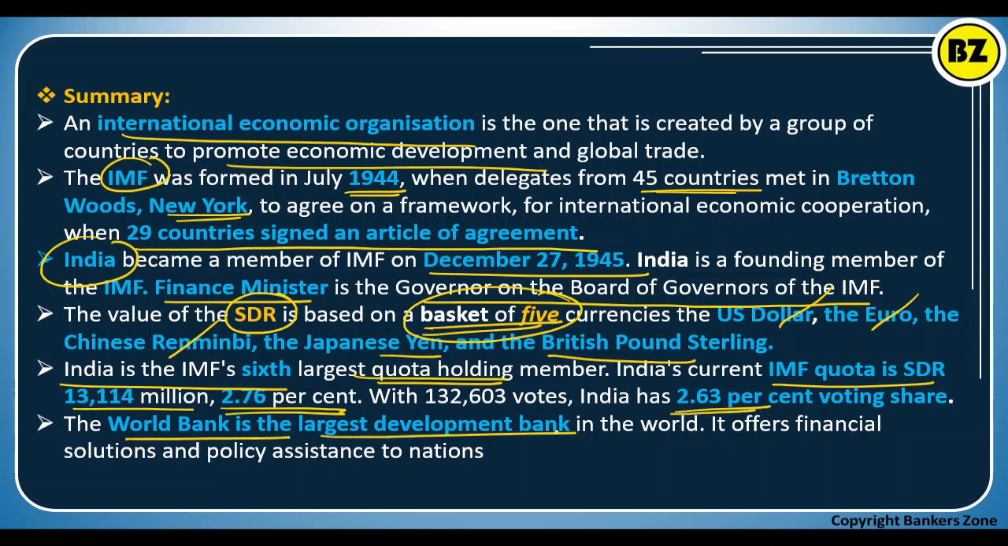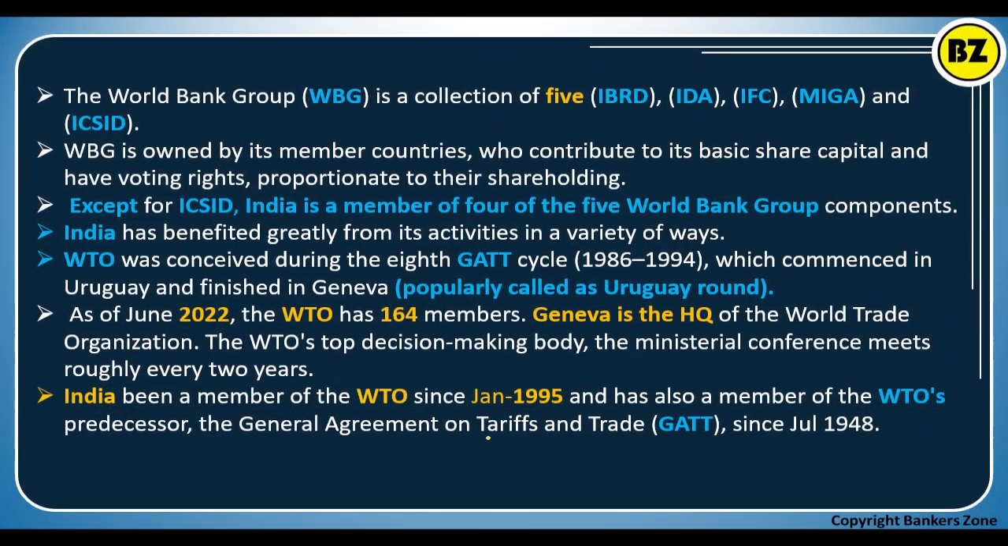The World Bank is the largest development bank in the world that offers financial solutions and policy assistance. The World Bank Group is a collection of 5 organizations, or 5 wings: IBRD, IDA, IFC, MIGA, and ICSID. India is a founding member of the first 3, India is a member of the first 4, and India is not a member of the last. The WBG is owned by its members only, and in return they get some voting rights. Except ICSID, India is a member of the 4 organizations. India has been greatly benefited by the World Bank.